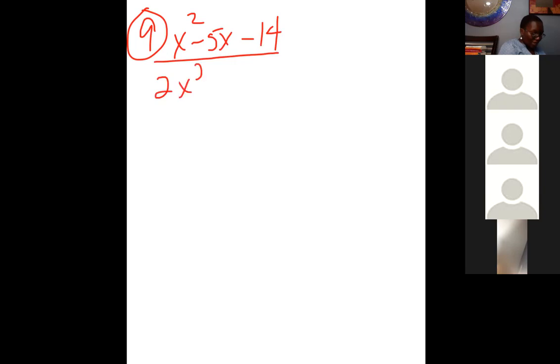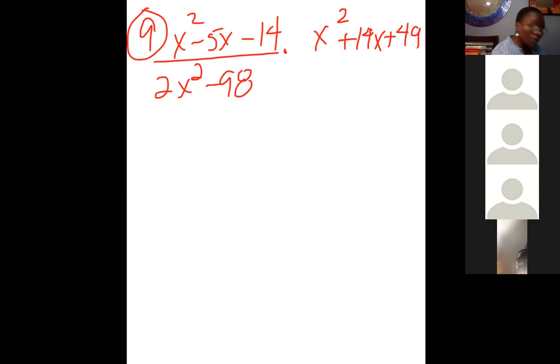This next one right here is problem number 9. And problem number 9 is x squared minus 5x minus 14 over 2x squared minus 98. Now, as you're writing this problem down, guys, you should be thinking about, how am I going to factor this problem, okay? You are finding the product of these two rational expressions.